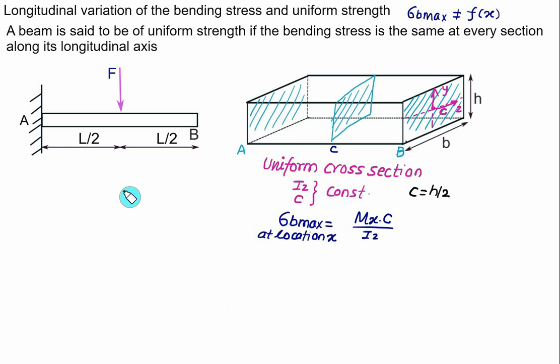Again, we'll take the third example, in which we have a cantilever with one point load acting at point C, exactly at the center. Now since there is no loading from B to C here, the bending stress will be equal to 0 between B and C.